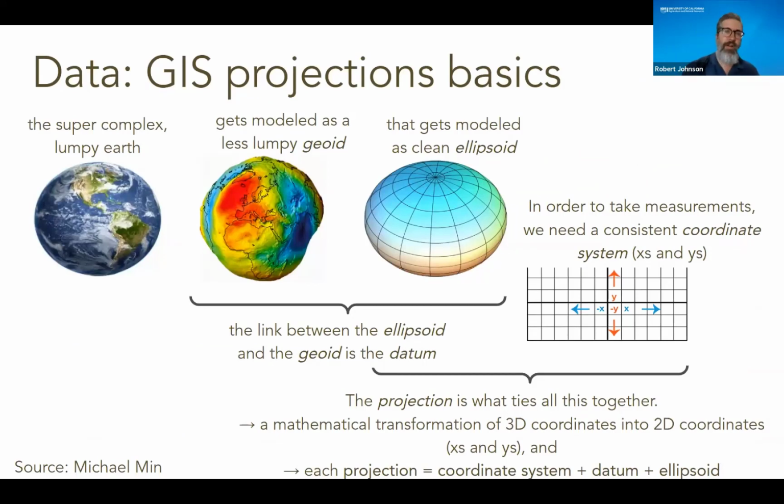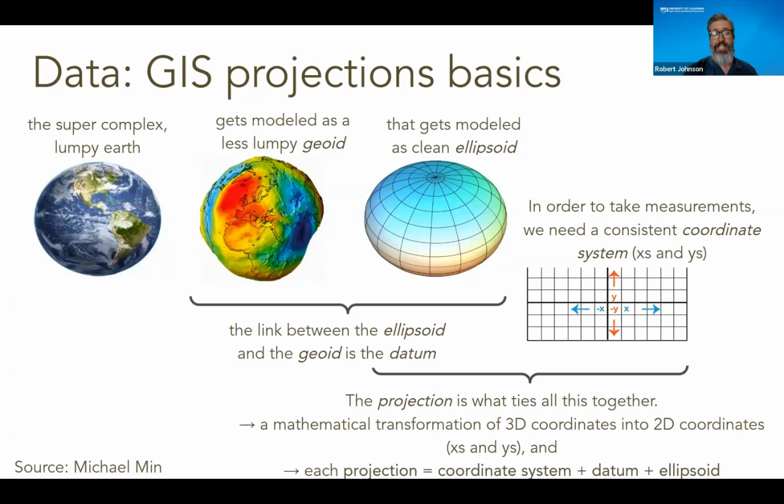Now, some basic information about projections, which I've mentioned a few times already. When you have the Earth, which is a 3D object, and you're going to make a map out of it, you take that 3D object, peel it out, and make it into a 2D surface. The way we do that is through map projections. Generally, we start out with the Earth itself, which is a very complex, lumpy, not easy to work with three-dimensional shape.